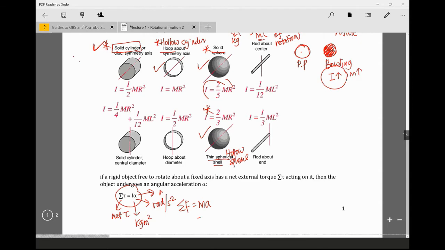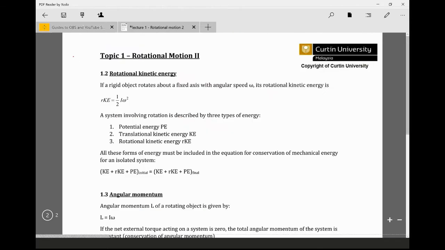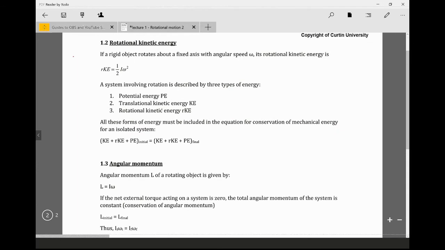Okay, next page. So rotational kinetic energy. Okay, so what is rotational kinetic energy? Rotational kinetic energy refers to the kinetic energy used by rotation only.